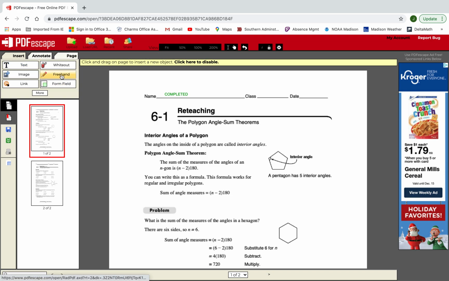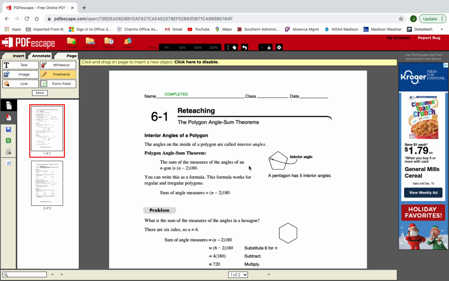So the interior angles of a polygon, the angles on the inside of a polygon, are called the interior angles, and there's an image here that shows you that there are the same number of interior angles in a polygon as there are sides. So in a pentagon, which has 5 sides, you have 5 interior angles.